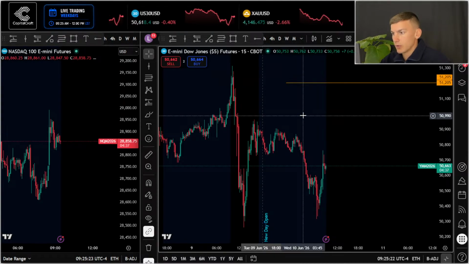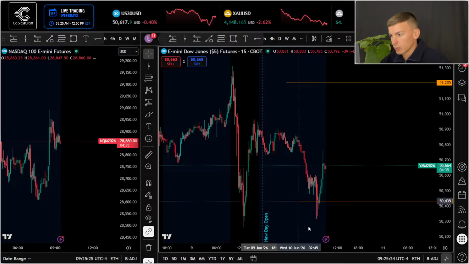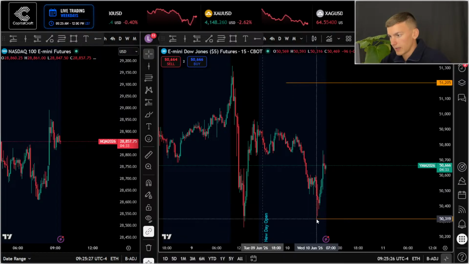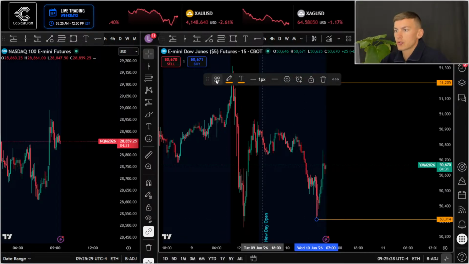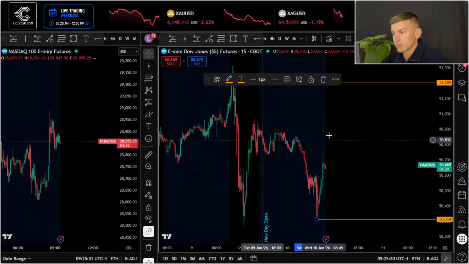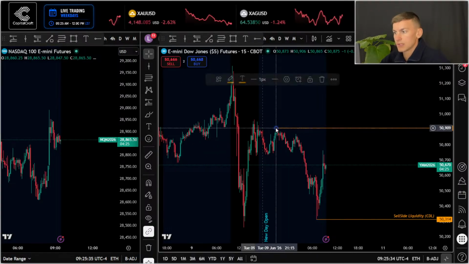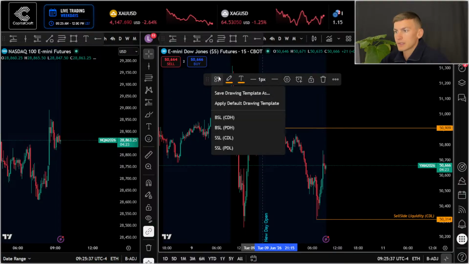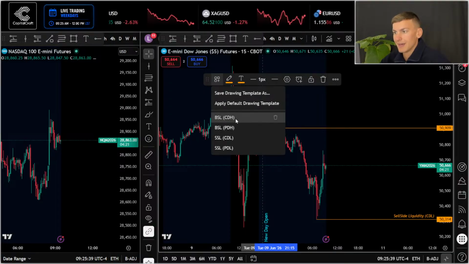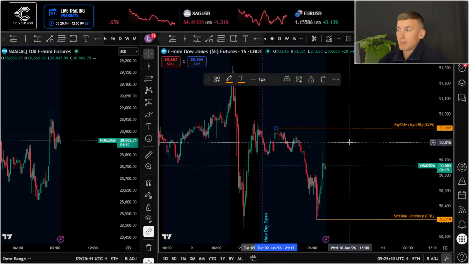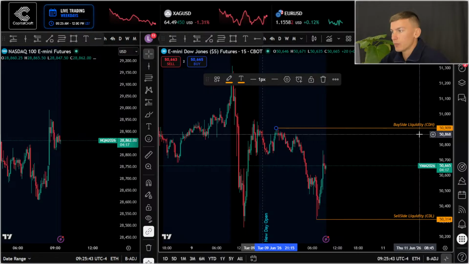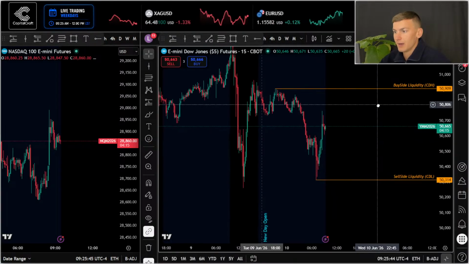Brilliant. So now that we have new day open marked, what I'm going to do here is look at the extreme low and the extreme high. Now, the low is my sell side liquidity in the form of current day low, hence we say CDL. And likewise, I am looking right now at the high of day, which is my buy side liquidity level in the form of current day high.